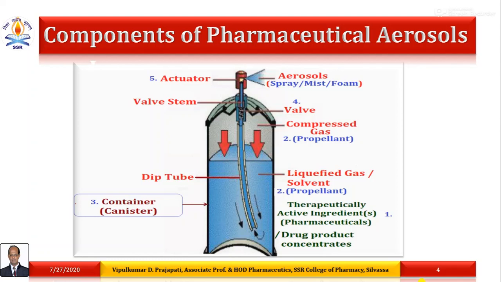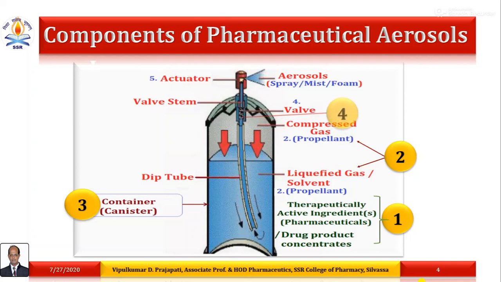This image is indicating various components of aerosol package. The first component in pharmaceutical aerosols is known as therapeutically active ingredients or drug product concentrates. Second component is propellant in the form of compressed gas or liquefied gas or solvent. Third component is container. The aerosol container itself is known as canister. Fourth component is known as valve. Fifth component is actuator.